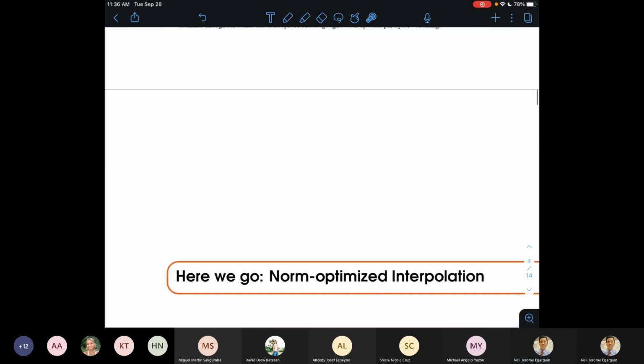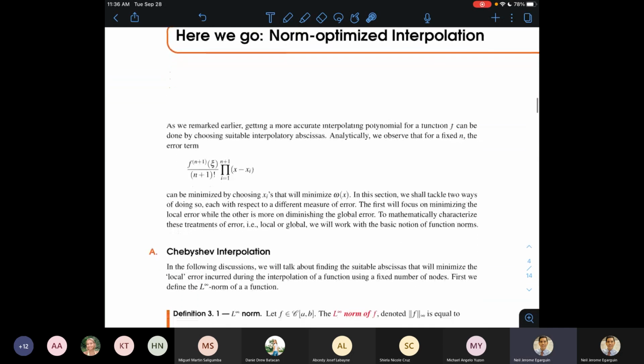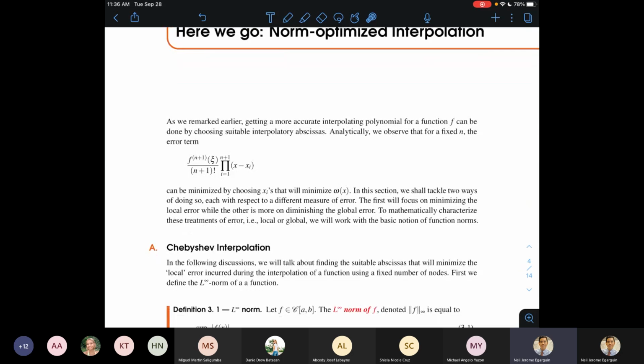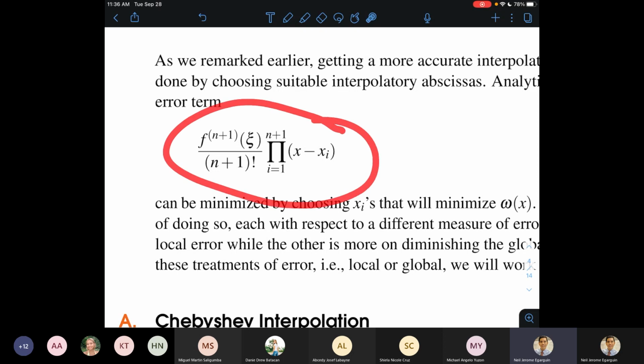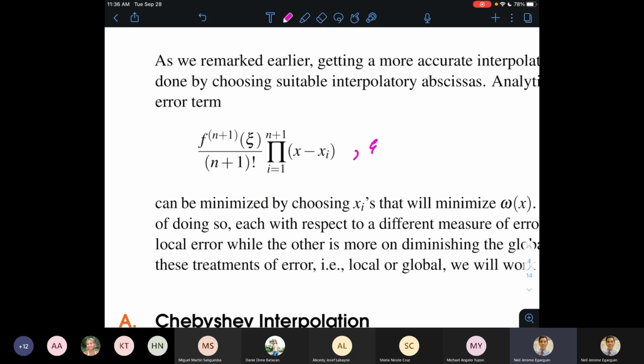Okay. All right, so here we go. Just a bit of a review in your discussions in the lab. So we have seen that the error for the interpolation over the interval AB is given by this expression, right? Where the number C is an element of the interval AB.